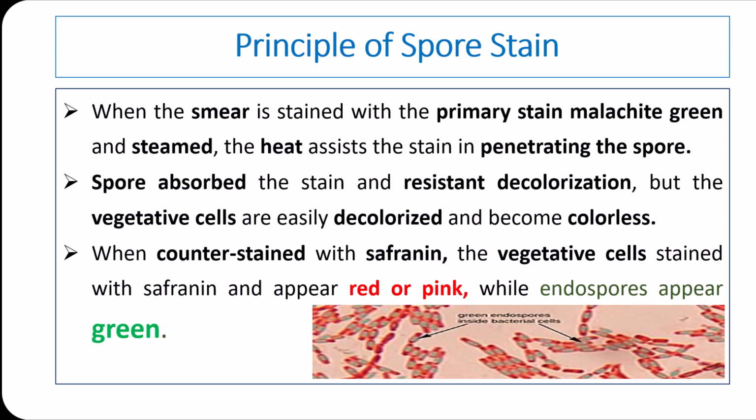The principle of this stain. In a spore stain, we use the primary stain, malachite green. It is applied with heat. We use the heat in order to help the dye enter the strong spore. The spore, after washing, keeps the green stain, while the vegetative cell becomes colorless. When the smear is counterstained with safranin, the vegetative cell appears red or pink, while the spore remains green. For example, in Bacillus species, the spore appears green inside the red vegetative cell.